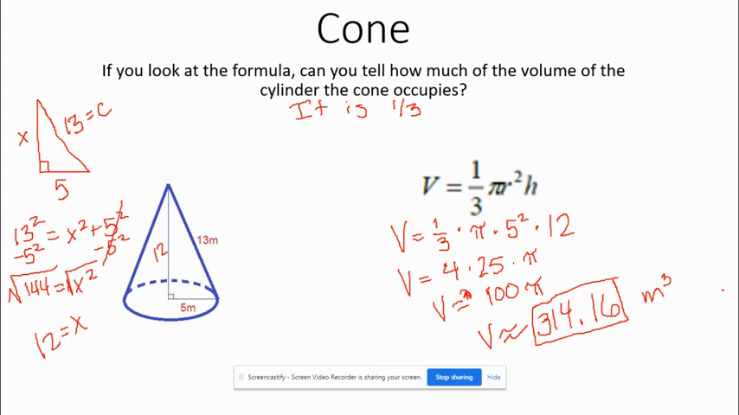So everybody understand hopefully how to do that one. Hope it wasn't too confusing. If it was, rewind the video, watch it again. Don't hesitate to contact for questions.